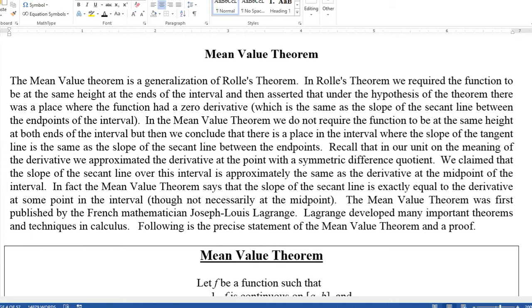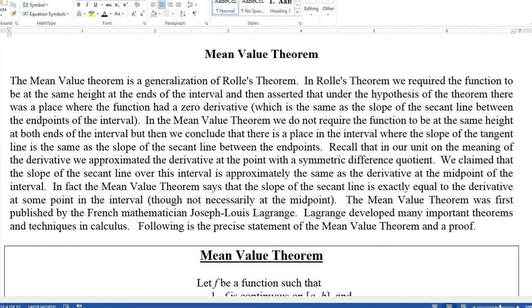Remember that this relates to something we did way back when we did our unit on the meaning of the derivative. We approximated the derivative at a point with a symmetric difference quotient. Of course, that created an interval where the point we were interested in was exactly in the middle horizontally, and we had those two endpoints of the interval and made a secant line and did the slope of that secant line and used that to approximate the slope right at the point we were interested in, which was right in the middle.